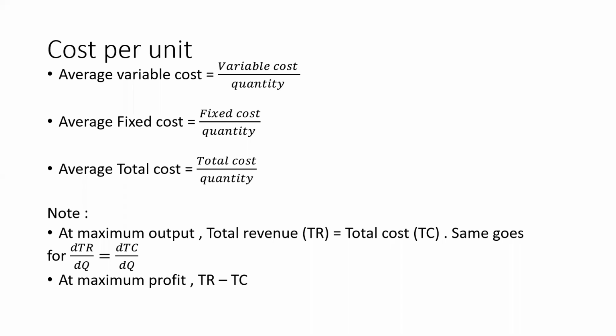The second aspect you need to note is that at maximum profit, total revenue minus total cost will produce the profit. Because if I made something for 1 million naira and I'm selling for 3 million naira, the 3 million naira is the total revenue, the 1 million naira is the total cost. So the absolute difference gives me the profit. Okay, let's go on.